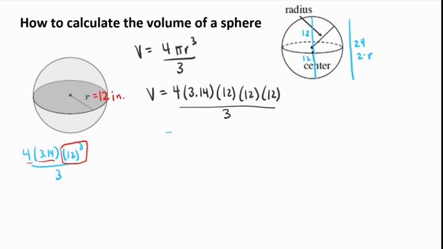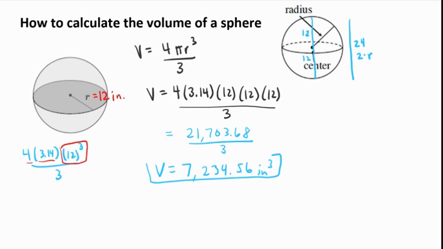All right, so if I put those in the calculator, on the top, I got 21,703.68, and then I still have to divide by 3. And when I did that, I got that my volume was 7,234.56, and the units are inches cubed. So that means there's over 7,000 little cubes that would fit inside of that sphere.